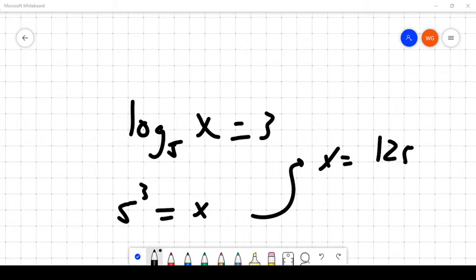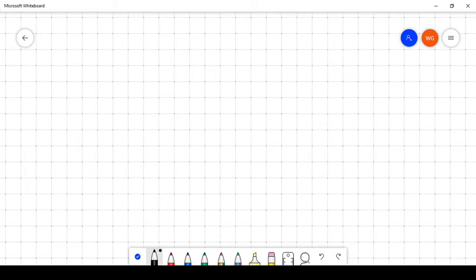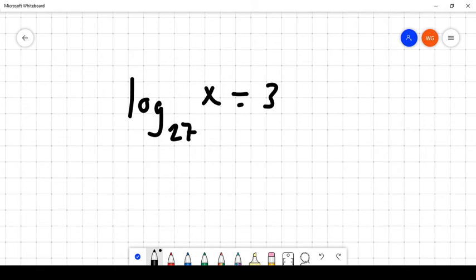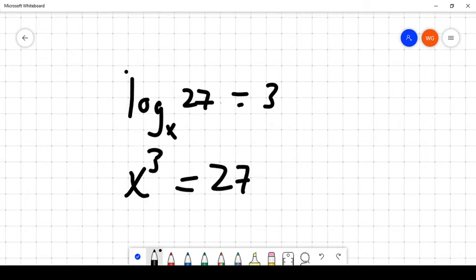How about this one? Log base x of 27 equals 3. So x to the power of 3 equals 27. Now we're trying to solve this, right? Now this question here, we're trying to solve for x.